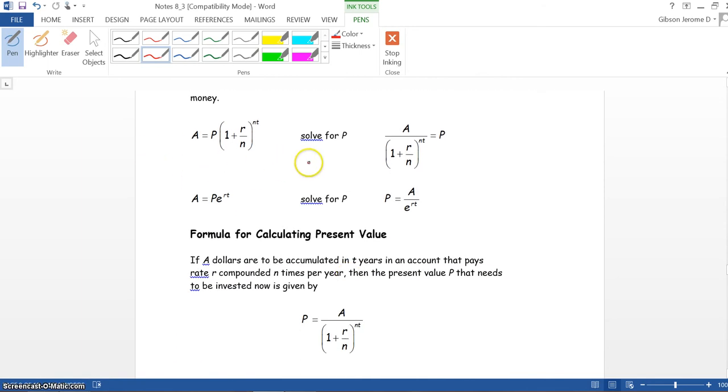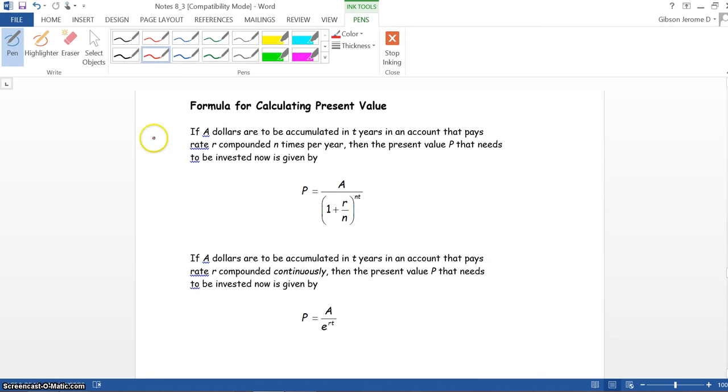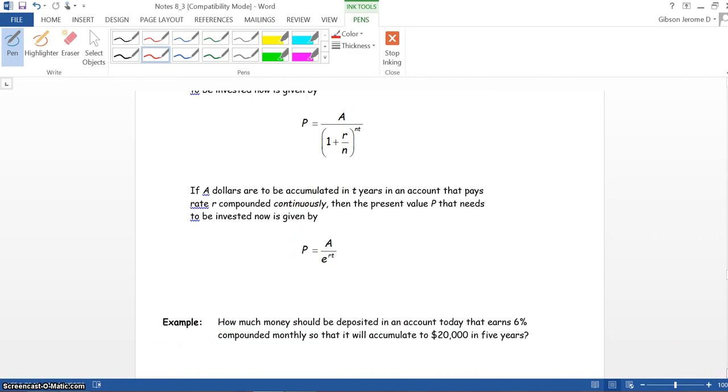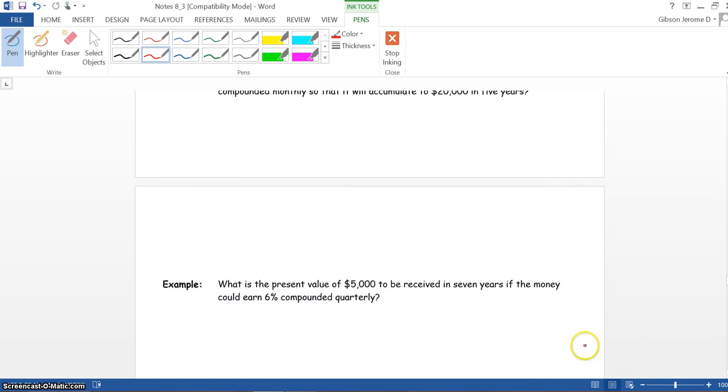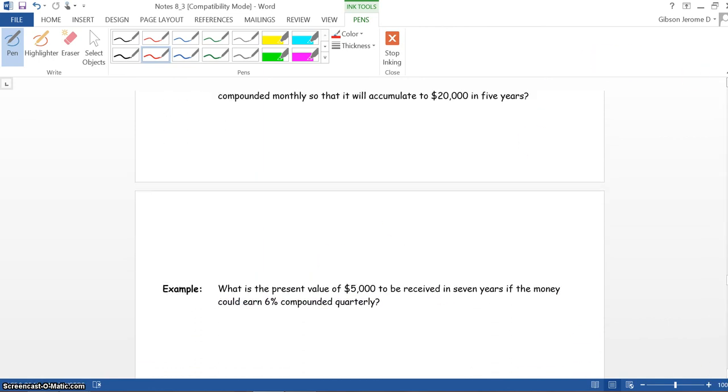Now, we have these formulas here. These are the formulas that we would end up using. Now, this is basically a repeat of what we had up previously. This is the present value in order to get the value that we're seeking. So this is what you have to presently invest in order to get the desired result at the end.